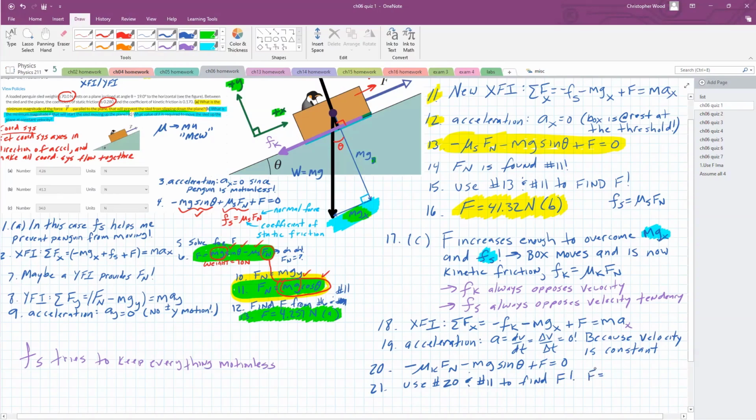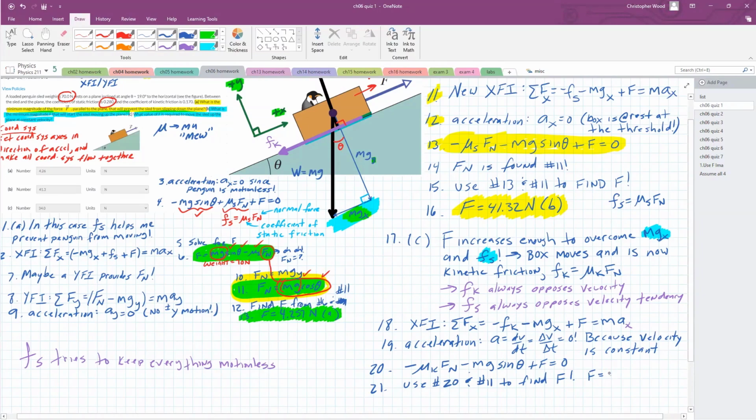If I do this, let's see, I have a new coefficient. The coefficient of kinetic friction is 0.170. So note that for sure is different. Times 70 times. Okay, 34 and some change.